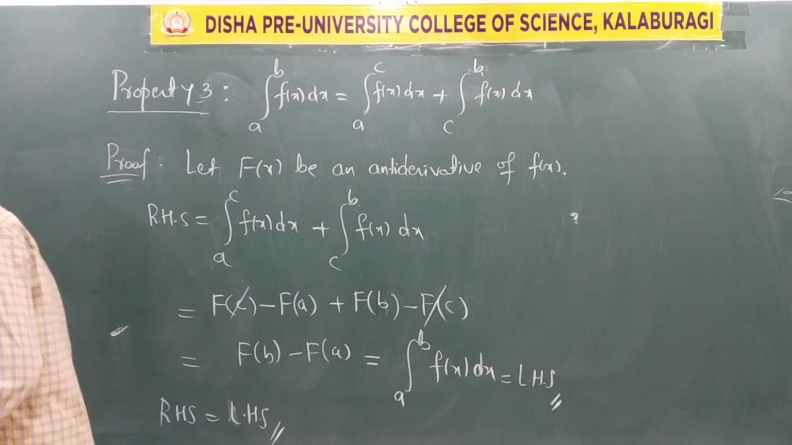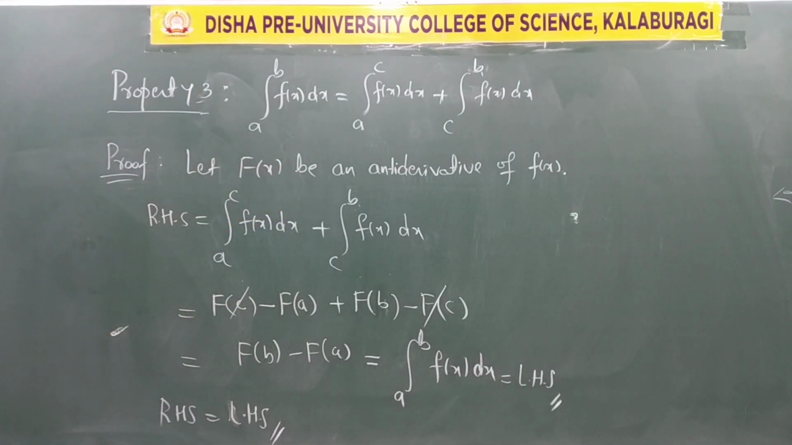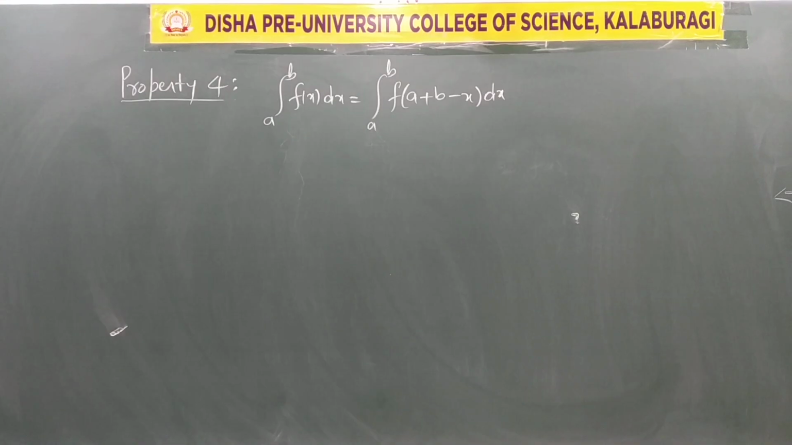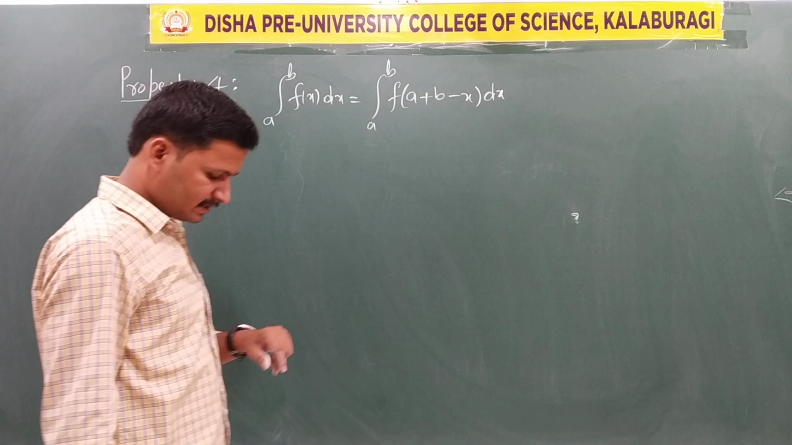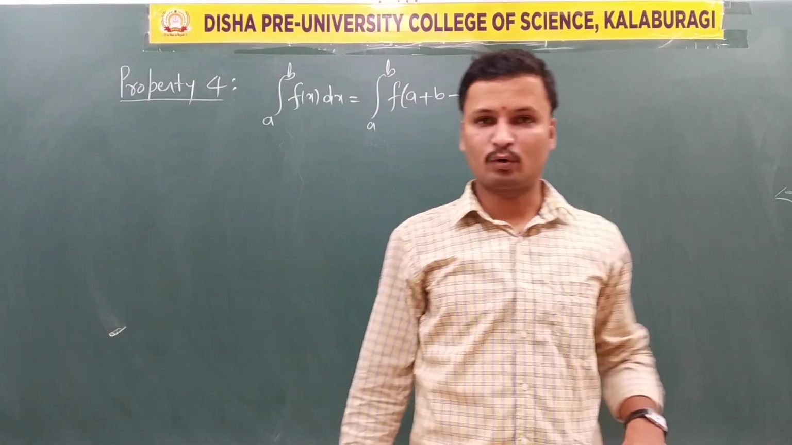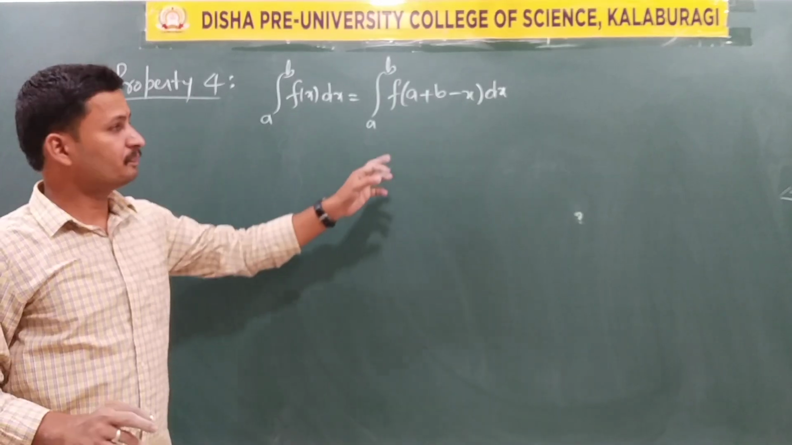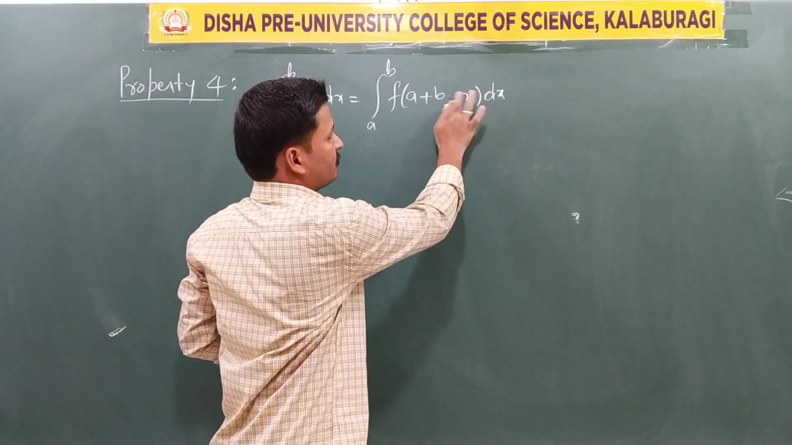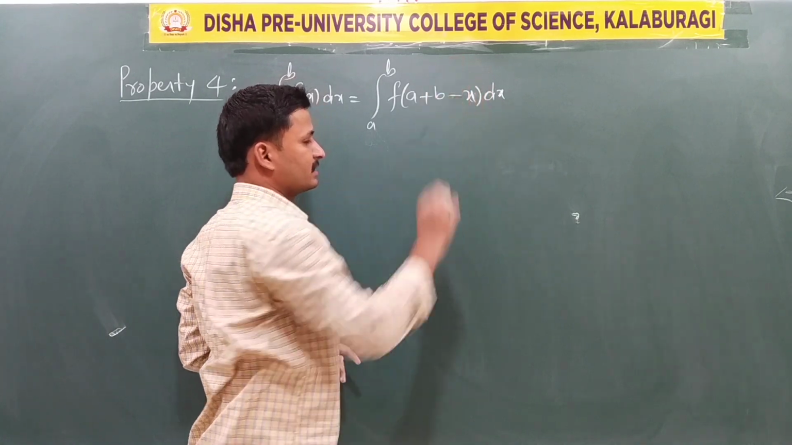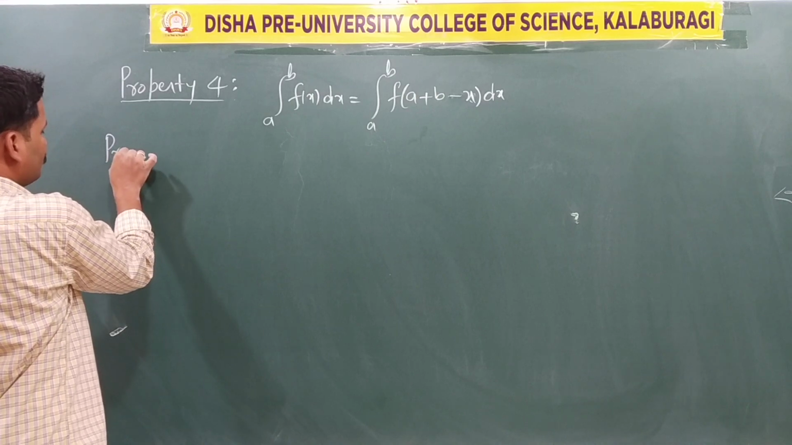Then property number 4. So now the next property, that is property number 4. Integral from a to b of f of x dx is equal to integral from a to b of f of a plus b minus x dx. So proof, write down. So proof.